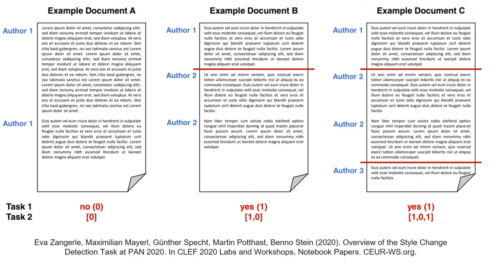To give an example taken from the overview paper itself, we have three documents here, A, B, and C. For the first document, there is no style change between either of the paragraphs. Hence, for task one, its label is zero. And for task two, it is a list of labels where there's only one label in this case, which is also zero. For document B, we can see that we have three paragraphs, and between the first two paragraphs there's a style change, which is why for task two, the labels are one and zero. And for task one, since there are multiple authors, it is one. The same can be observed for document C as well.